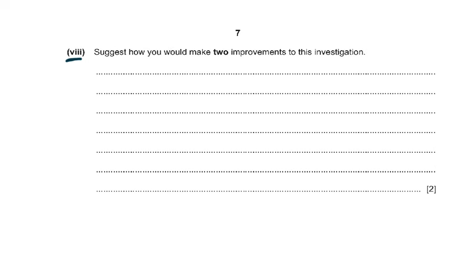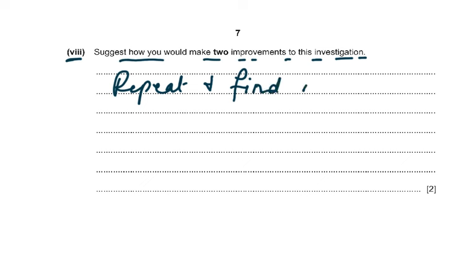Then coming to part 8 of the question, suggest how you would make two improvements in this investigation. Repeat and find the mean. This is a very favorite one which you can write in every paper. When you repeat the experiment, you remove the anomalous reading, so it becomes more reliable. Use of a burette. Instead of saying drops, use a burette.